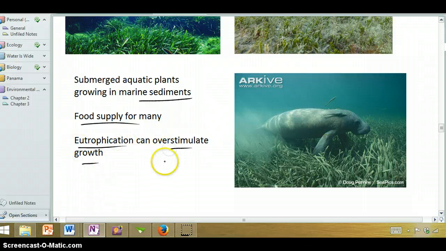Eutrophication can also overstimulate growth of these grasses and get the system out of balance. And when corals have a significant amount of sedimentation and might be essentially buried in sediment, the area can switch from a coral reef to one of these seagrass beds.